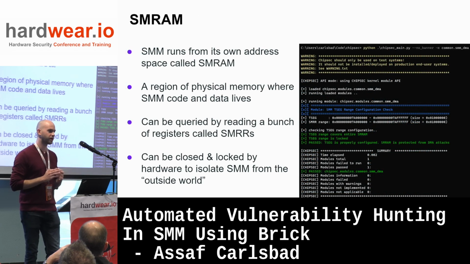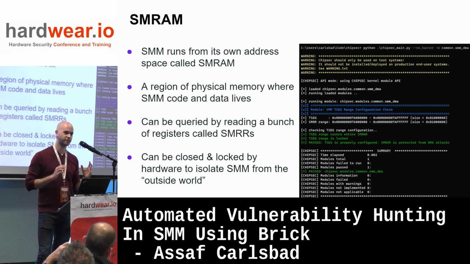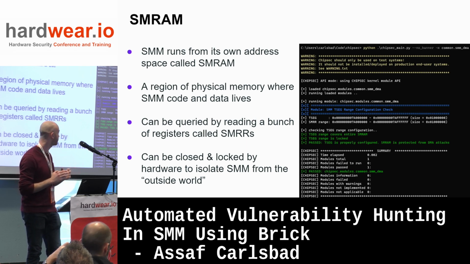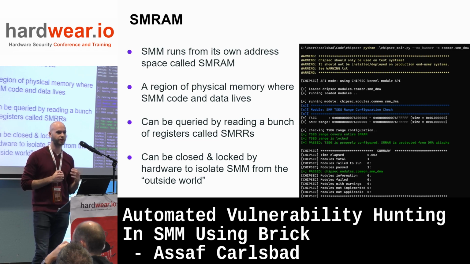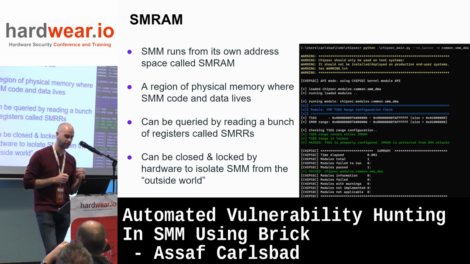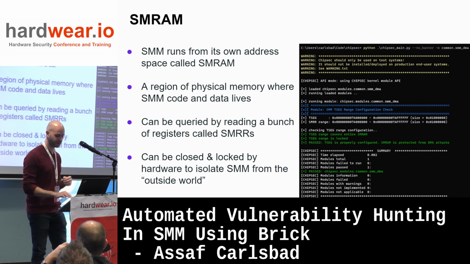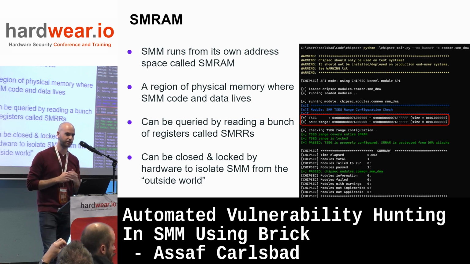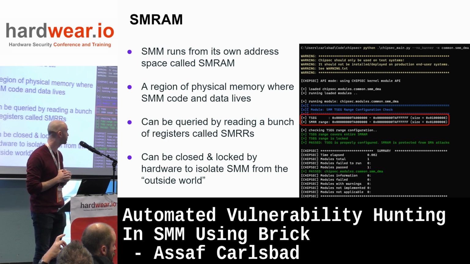Now, SMM code runs from its own isolated address space, known as System Management RAM, or SMRAM for short. This is just a region of physical memory where the SMM code and data lives. And if you want to know the exact address range SMRAM spans, you can do it quite easily, simply by reading a bunch of registers called SMM range registers, or SMRRs for short. And alternatively, you can use a tool called ChipSec that lets you read and validate certain firmware level settings on your machine that also gives you the same information.